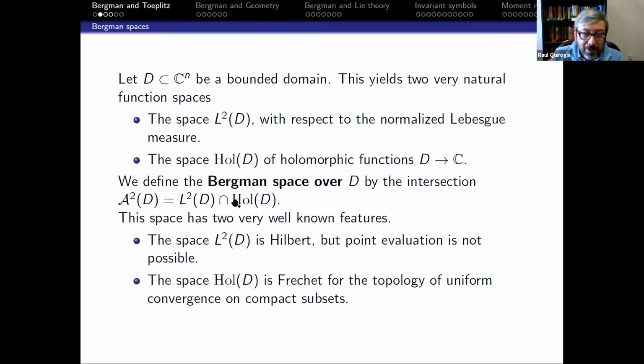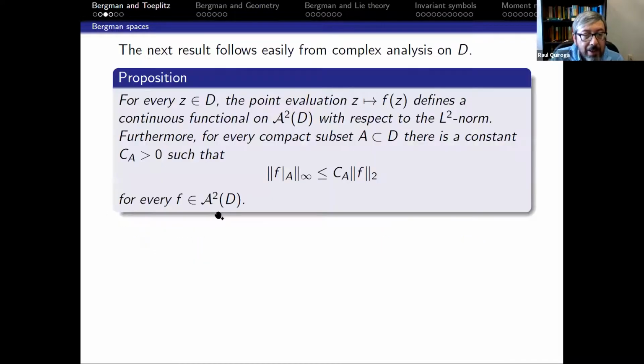Now there are some interesting points to make here, very elementary, but important still. On one hand, you have a Hilbert space for L2. Point evaluation does not make sense because you only have classes of measurable functions. And holomorphic functions form a Frechet space for the topology of uniform convergence on compact subsets. So evaluation is everything. Somehow these together work very fine in the Bergman space because of this result.